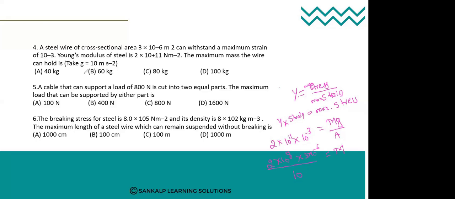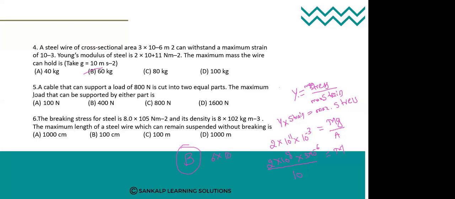60 kg. Option B. Does option B come, or C? 60, no, 6. Option B is right. So if you multiply here, 2 3s are 6, 10 raised to 8, 10 raised to minus 6, 10 raised to plus 1. 8 minus 6 will be 2. Then if it goes to the numerator, this is 10. So it is 60. Yes, option B is the right answer.